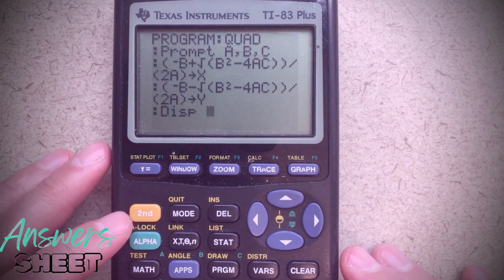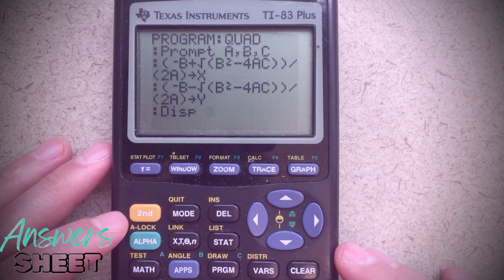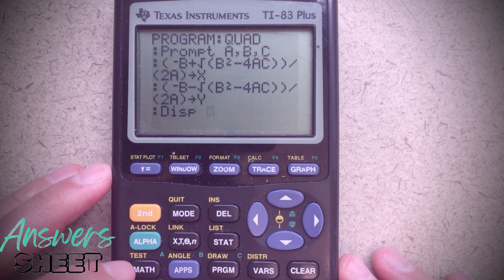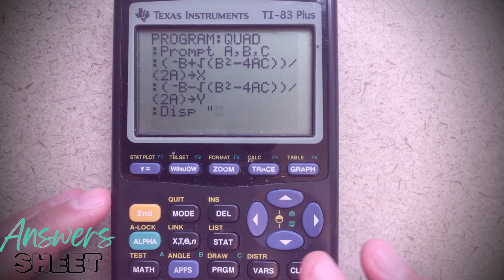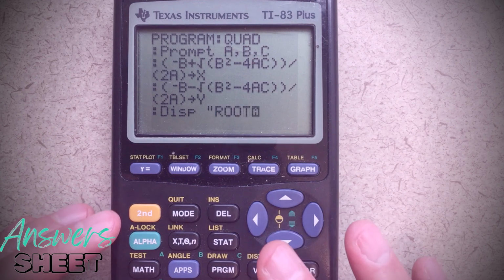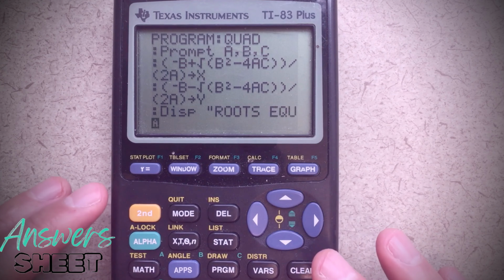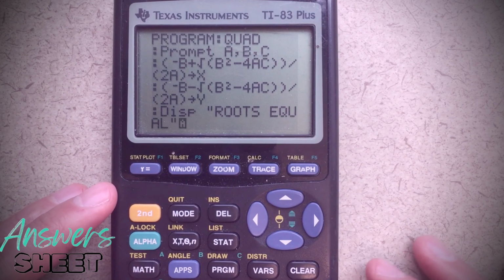So it's going to display. Now I'm going to type in "roots equal". To do that, I'm going to push second and then alpha lock just to make it a little bit easier. And then in quotes, roots equal. And then close the quote.